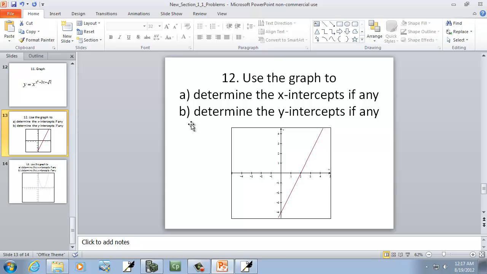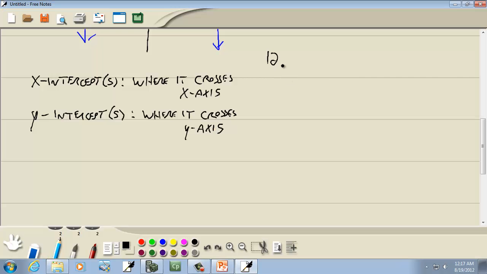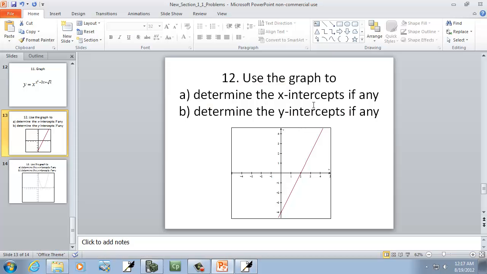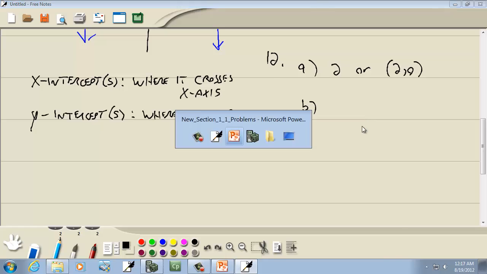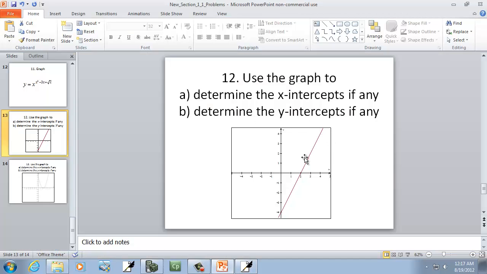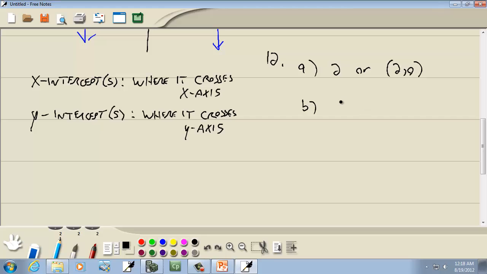Let's look at number 12 here. It says determine the x-intercepts, if any. Well, this crosses at 2 on my x-axis, so this will be 2. If you want to write it in point form, it'd be (2, 0). Part B says determine the y-intercept. It looks like negative 4, so it crosses at negative 4. In point form, it'd be (0, negative 4). You'll find that books will go back and forth between these. Sometimes they'll have point form, and then later on they'll drop that and just have the numbers.